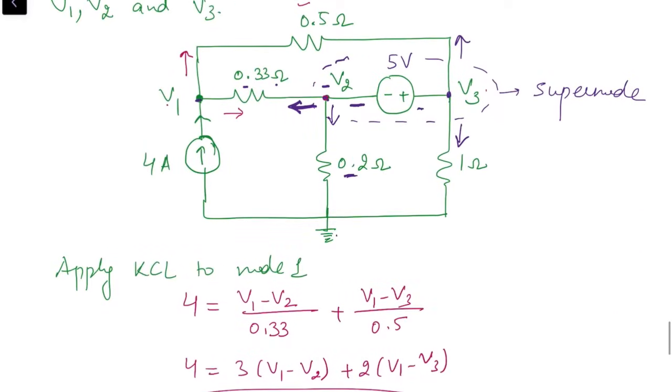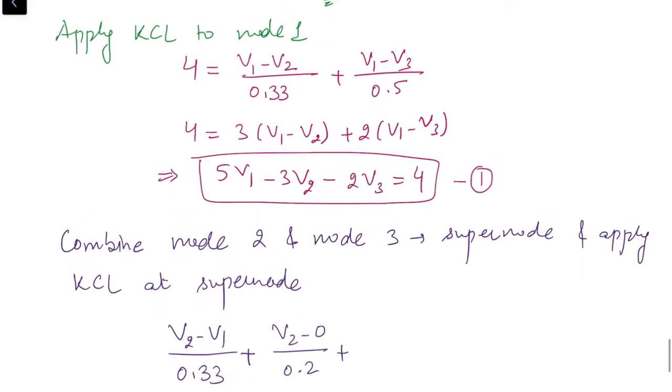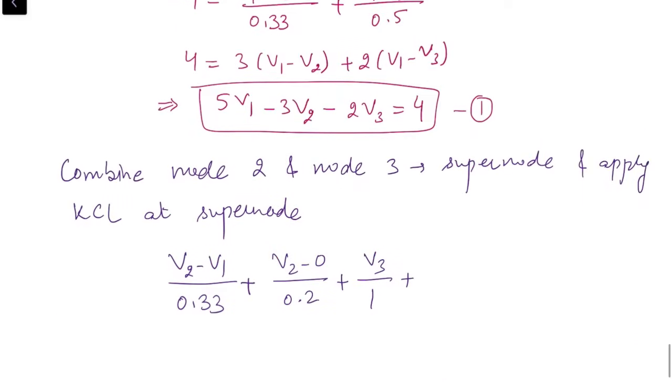Then we don't need to write the current through the 5-volt source. We can move on to the remaining branches which are connected to node 3. That is 1 ohm resistance and 0.5 ohm resistance. Current through 1 ohm resistance is V3 by 1, so plus V3 by 1. And then current through 0.5 ohm resistance is (V3 minus V1) by 0.5. And this should be equal to 0.